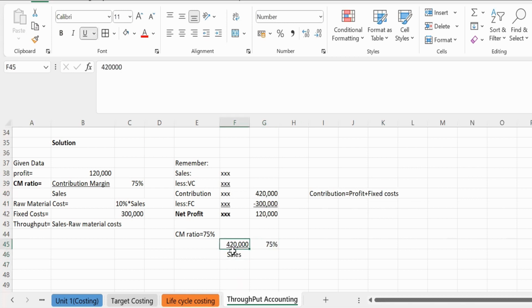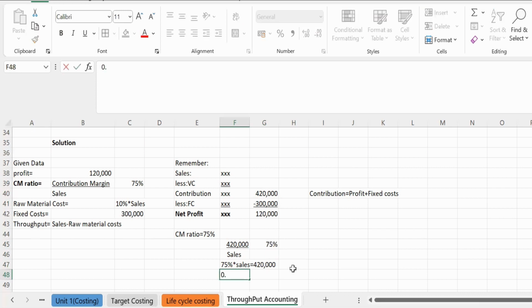Now, are we able to determine this sales from this formula? I know we can get the sales by cross multiplication. I'm going to take 75% multiplied by sales, which will be equal to 420. So 75% sales, or 75% X, which is 0.75 times X or sales, is equal to 420.